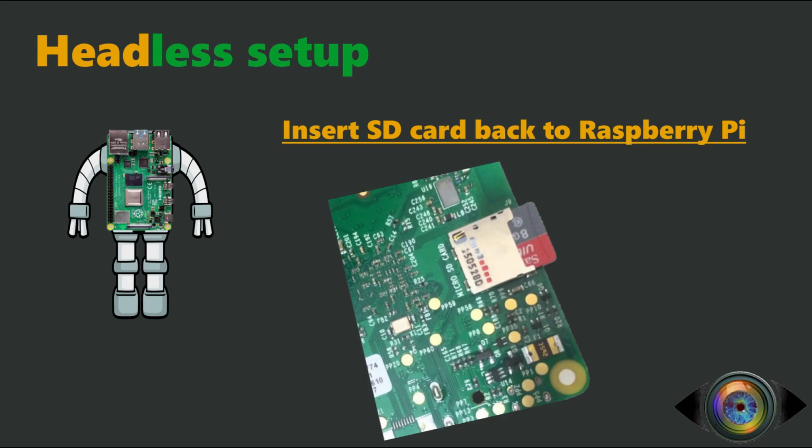Now remove the SD card from the computer and insert it in the Raspberry Pi. Then connect the Raspberry Pi to power.